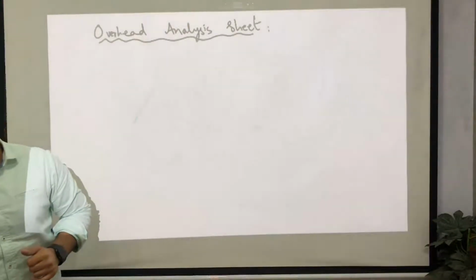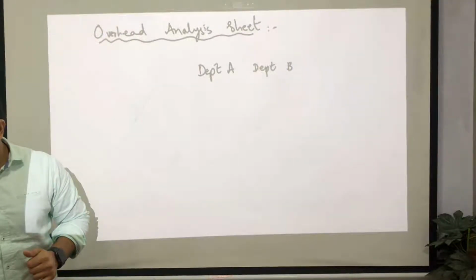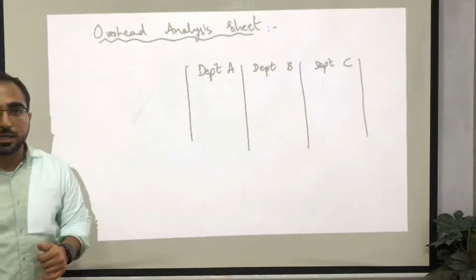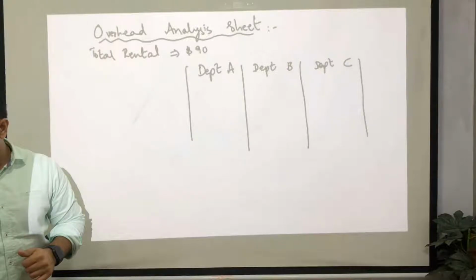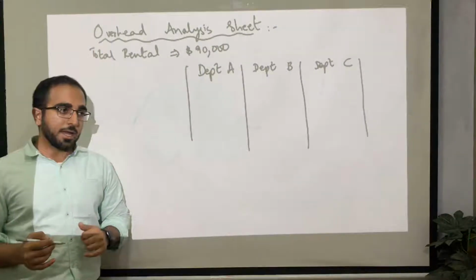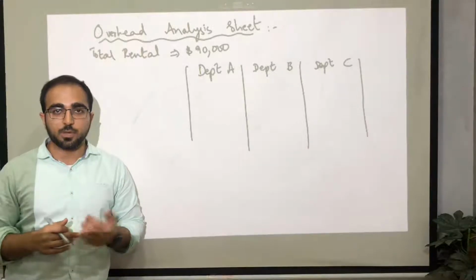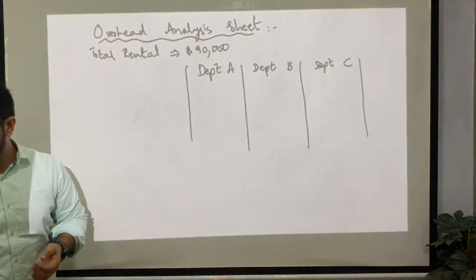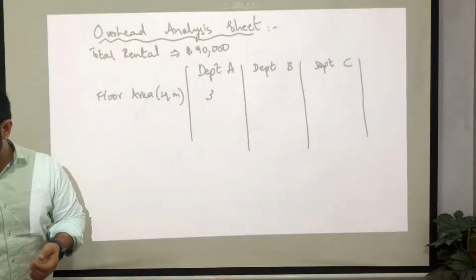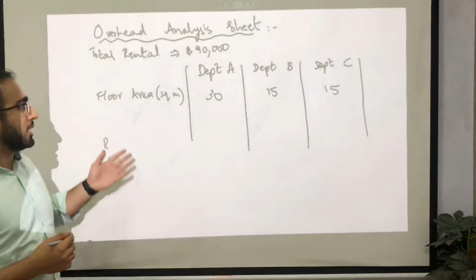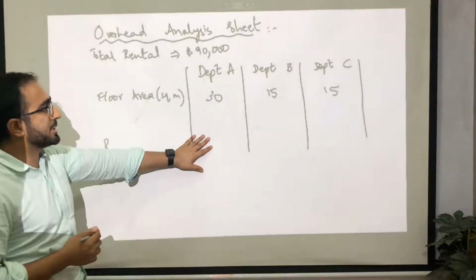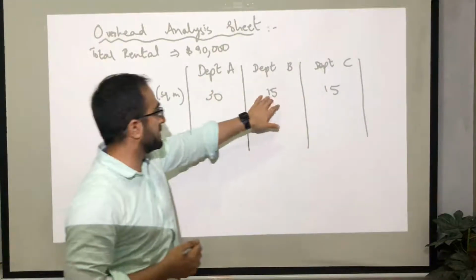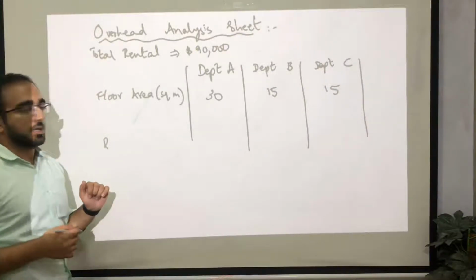The example I want to give you is, for instance, if you have three departments, department A, department B, and department C, and the total rental for a month is $90,000, and you need to apportion it amongst the three departments. The best way to do that is to take the floor area. If the floor area in square meters is 30, 15 and 15, this is simple math now. To find the rental apportioned to department A, I would first total the area, which is 30 plus 15 plus 15, a total of 60.